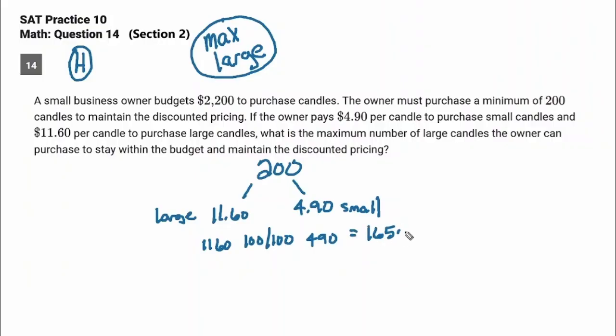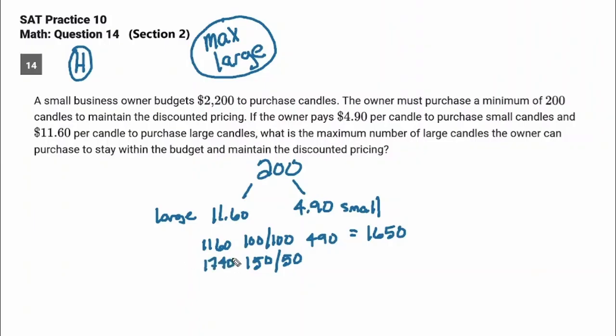This is obviously wrong. Why? Because we got 2,200 to spend. We only spent 1,650. We should get more large candles, right? We're trying to maximize that. So let's jack it up. Let's go 150. It's 150 large candles. How many small? 50. So 150 times $11.60. That's $1,740.